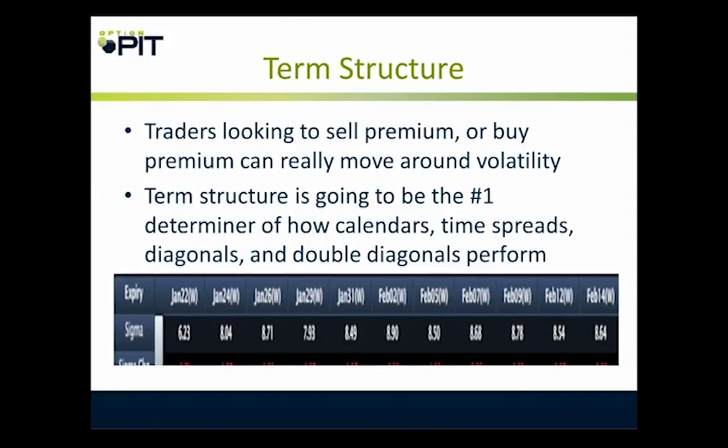In normal periods, supply and demand create trades. Traders looking to sell premium or buy premium can really move around volatility. Term structure is going to be the number one thing that drives calendar spreads, double diagonals, and diagonal spreads, then the number two is implied volatility. This is term structure. Look at all these different contracts. Every implied volatility is different.